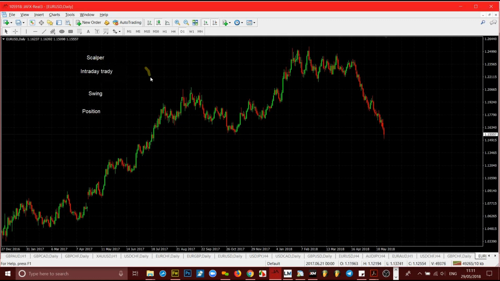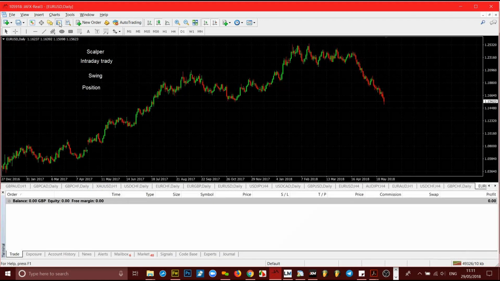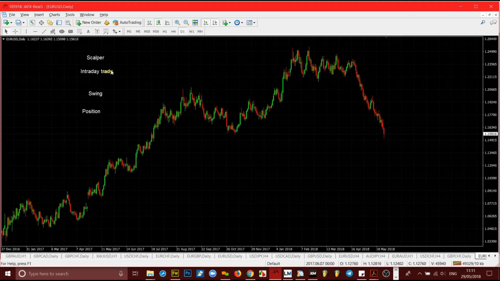A scalper is someone that just jumps in and trades within the 1 minute, maybe the H1 down to the 1 minute. They just want to jump in for the quick money, quick 20 pips, 30 pips, 5 pips. That is what a scalper is. An intraday trader takes his profit within 24 hours. They don't let their trade run beyond 24 hours. They stay within 24 hours.